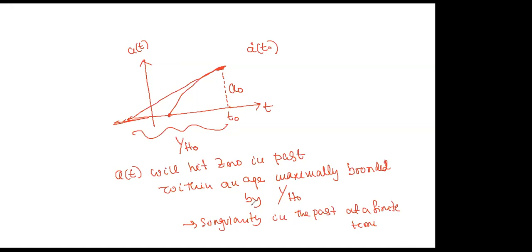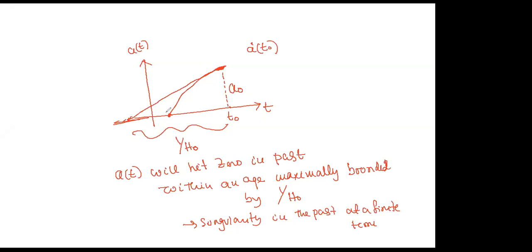If we want to save something from this, there should be some process in the universe when a dot starts increasing, or a double dot is positive. Once you allow that, many things can happen. That picture is what is called inflation, which we will learn in the next lecture, where we can have an inflationary period in the universe and avoid this. But other than that, if there is no inflationary period, the universe will always hit this singularity.